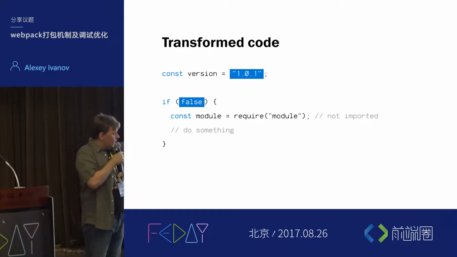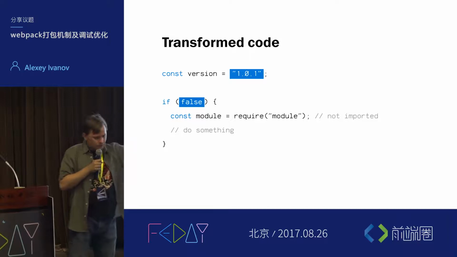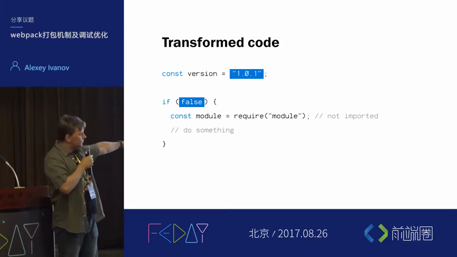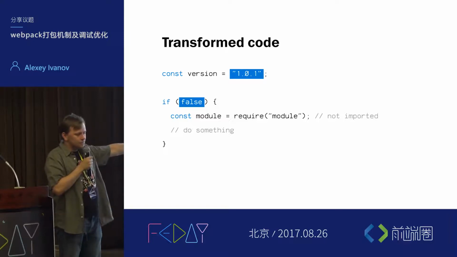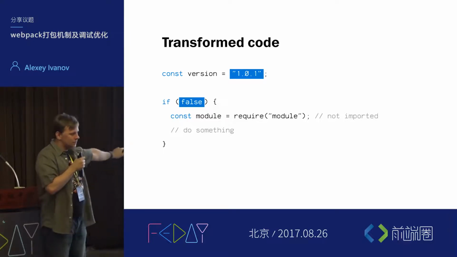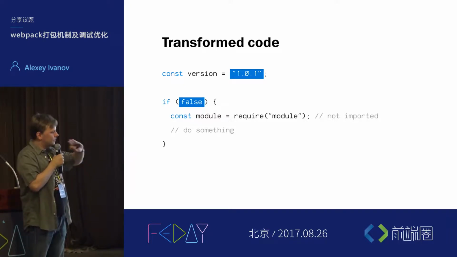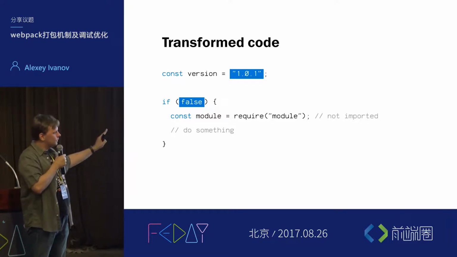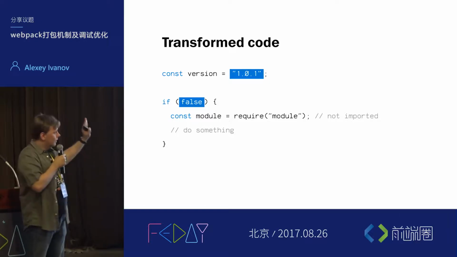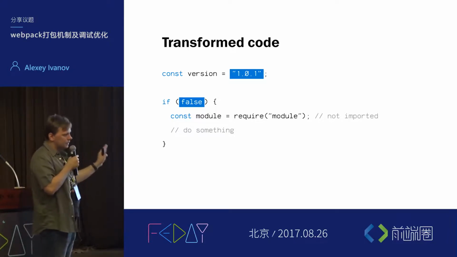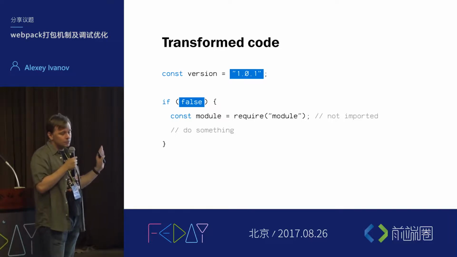Also, look at this place. There should be a webpack require in a normal bundle, but we still have require here. It means that webpack did not replace it. It left it as is, and it will not add this model inside your model array. So if it was false, it will not be resolved. This way we can remove some files from our production bundles.